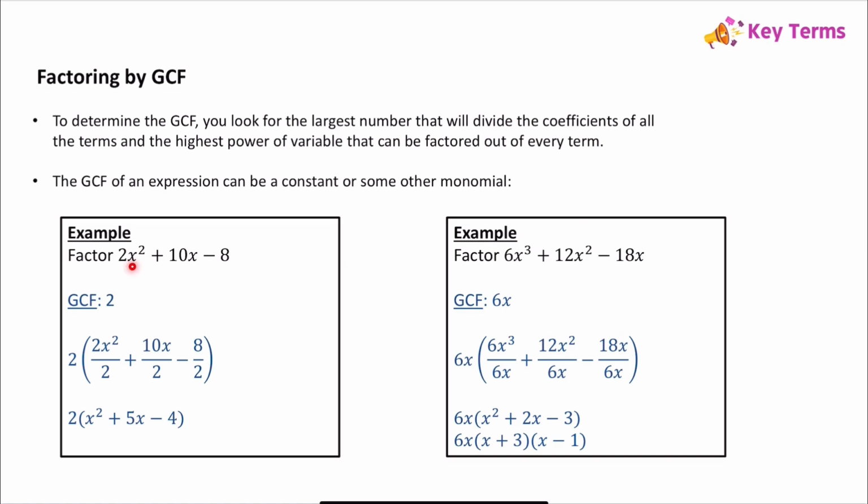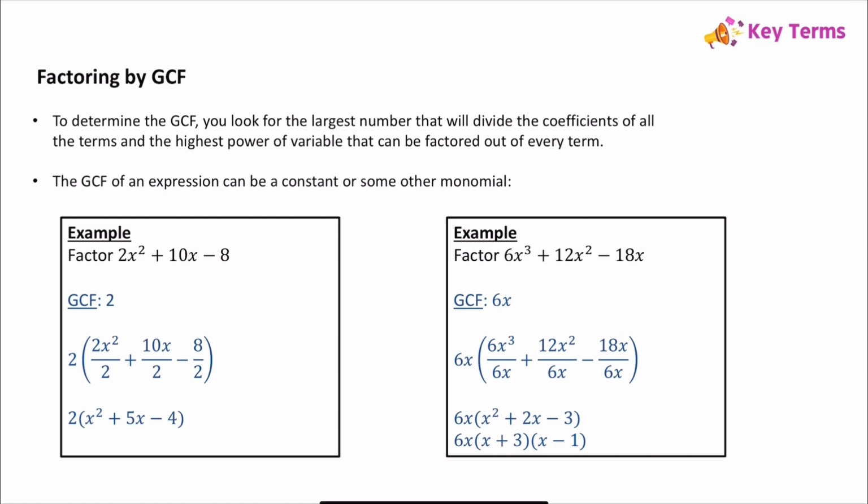So if we look at 2x squared plus 10x minus 8, notice that we can evenly divide every single term by 2. So what we're going to do is factor out a 2, so that means we're going to pull the 2 out in front, and then we're going to divide each of these terms by 2 and then simplify. So that gives us the factored form, which is 2 times x squared plus 5x minus 4.